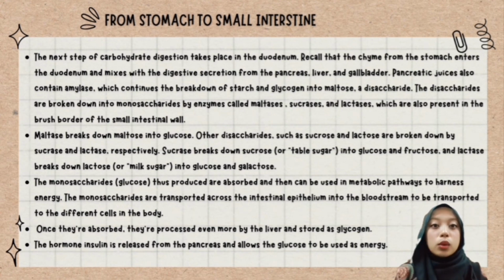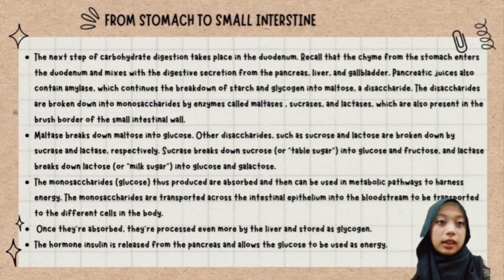The monosaccharides, which is glucose, those produced are absorbed and then can be used in metabolic pathways to harness energy. The monosaccharides are transported across the intestinal epithelium into the bloodstream to be transported to the different sites in the body. Once they are absorbed, they are processed even more by the liver and stored as glycogen.